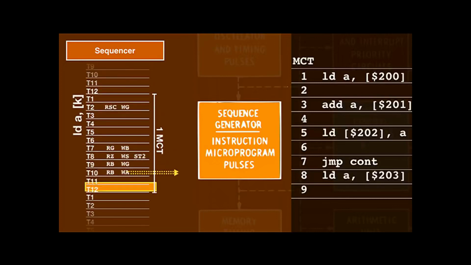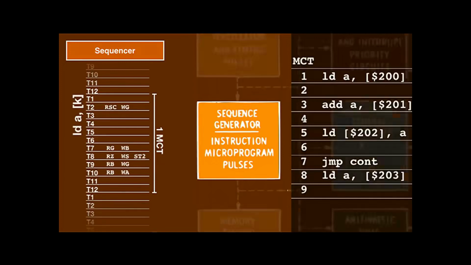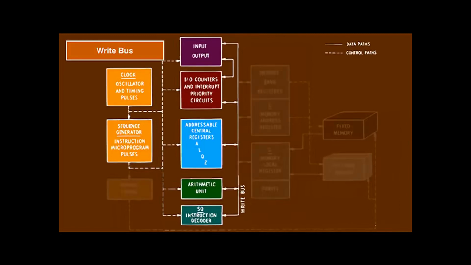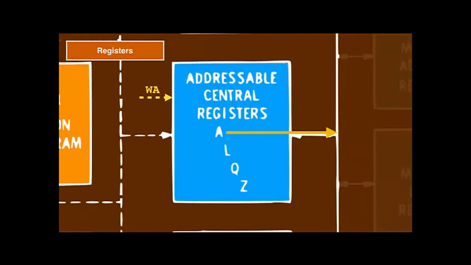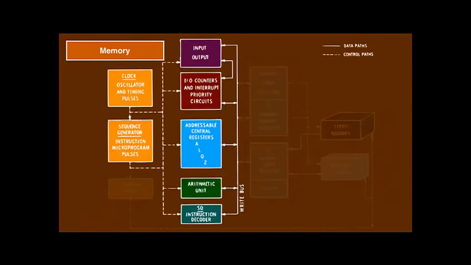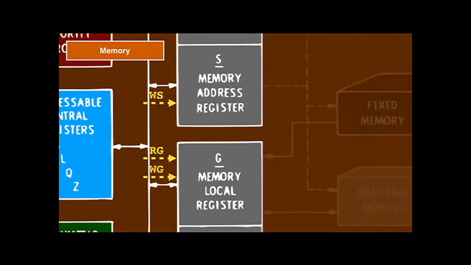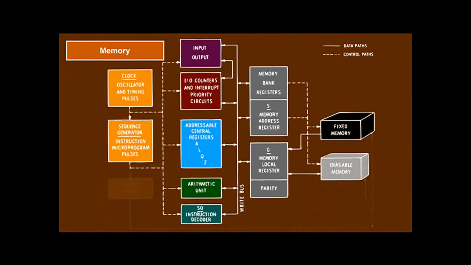In each step, the entries send control pulses to the other units, which are connected through the write bus. The control signal WA, for example, instructs the register unit to put the contents of A onto the write bus, and RA makes it read the value on the bus into A. Memory is also connected to the write bus. WS will copy the bus contents into the memory address register, and RG and WG will read and write the G register, which buffers the cell's value after a read and before a write.